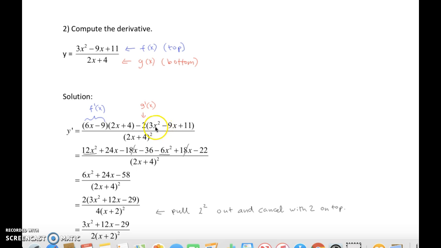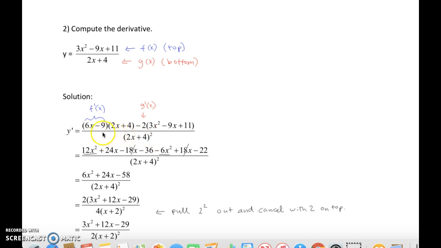And then we're going to multiply that by our 3x squared minus 9x plus 11, which is our f of x. And then we're going to divide that whole thing by 2x plus 4 quantity squared. And again, we're not going to touch that bottom function yet. And we're going to worry about everything on the top and try to simplify it as best we can.